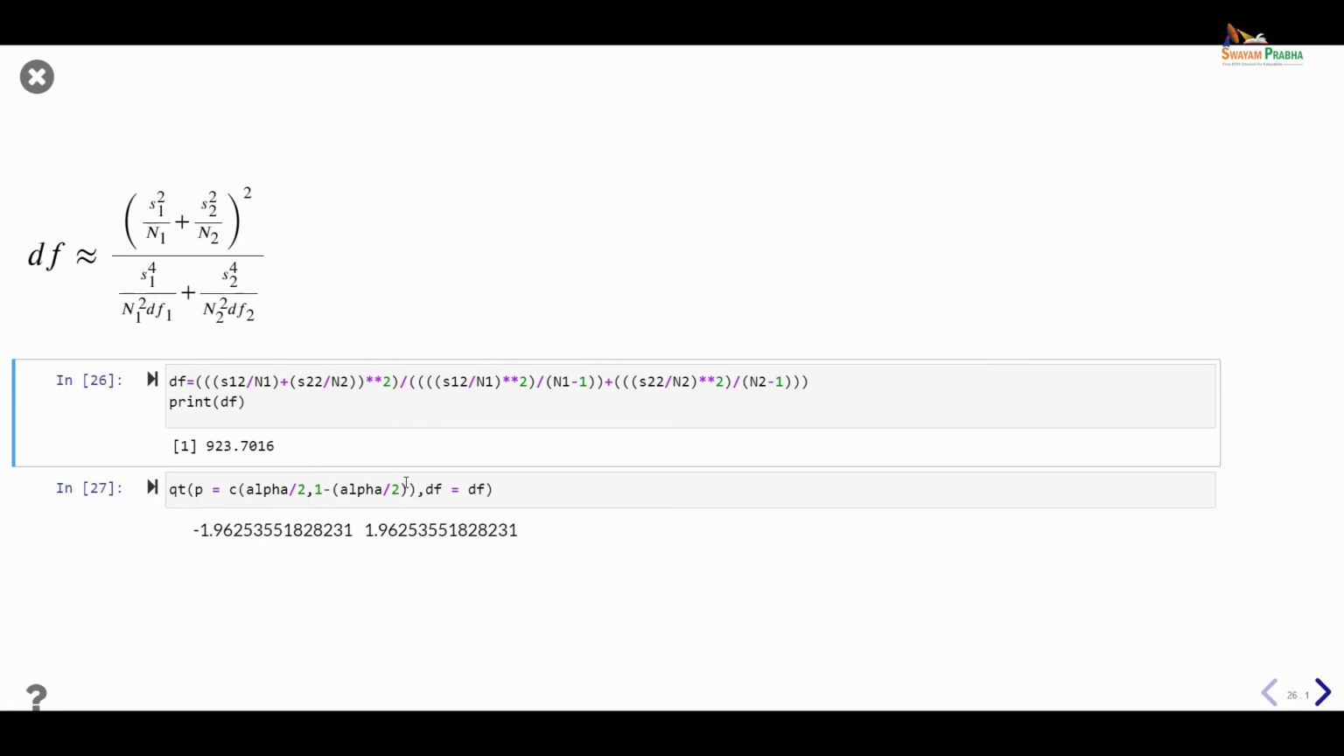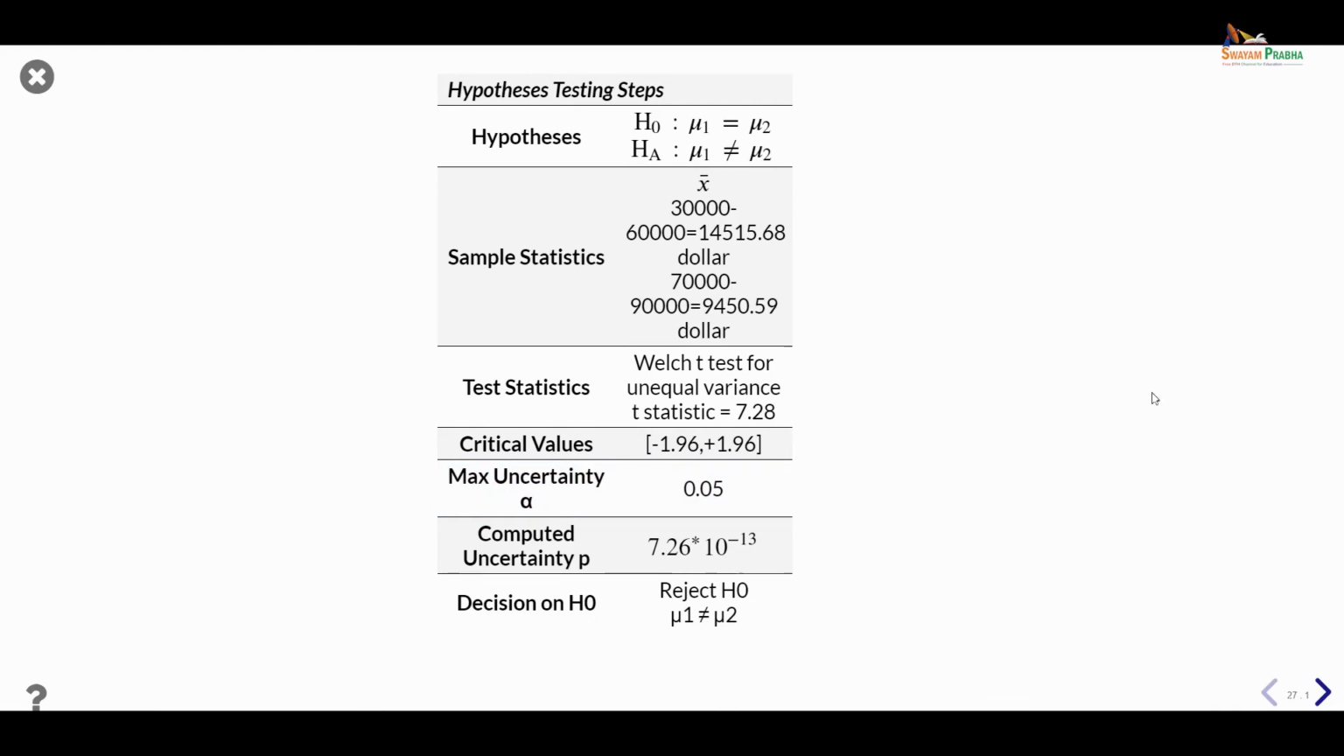Now let's plug in the corresponding values that we found in our table. So the test statistic is equal to 7.28, and the computed uncertainty is 7.26 times 10 to the power minus 13. Now the test statistic is outside the limits of the critical value, and the computed uncertainty, that is the p-value, is less than alpha. So both these pieces of evidence suggest that we can reject our null hypothesis. So we can conclude that mu1 and mu2 are not equal. So this is how you go about a two-sample test for mean.